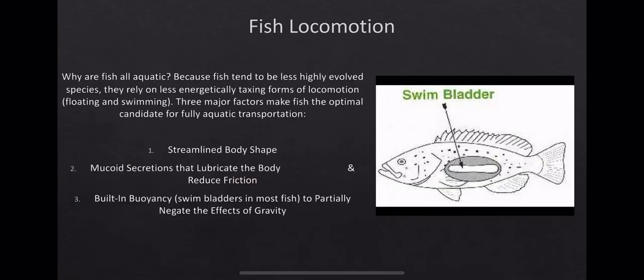So then fish locomotion. Why are fish so highly adapted to a life underwater? One, it's their streamlined body shape. They are designed in a way that cuts through water and allows them to swim really easily. They also have secretions that lubricate their scales and allow them to reduce friction when cutting through the water. And also that swim bladder, the presence of something that allows for built-in buoyancy and allows them to really float in their environment is huge.